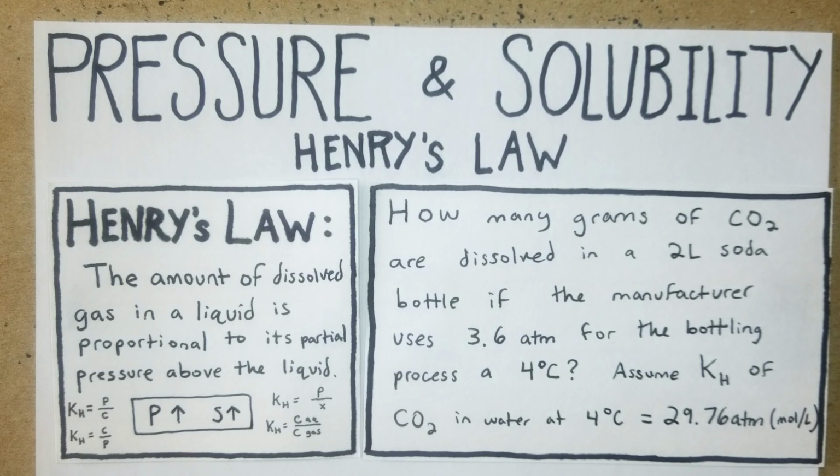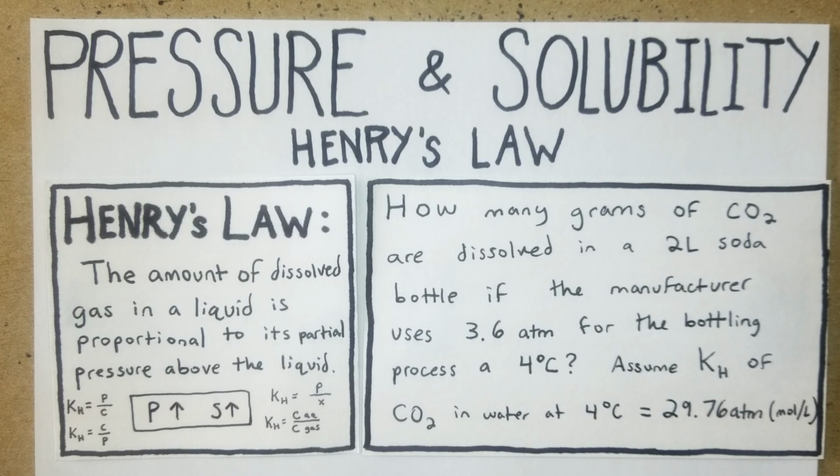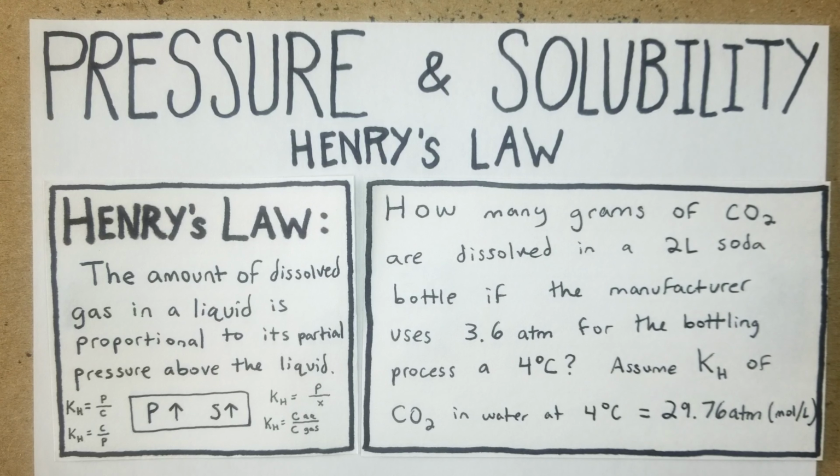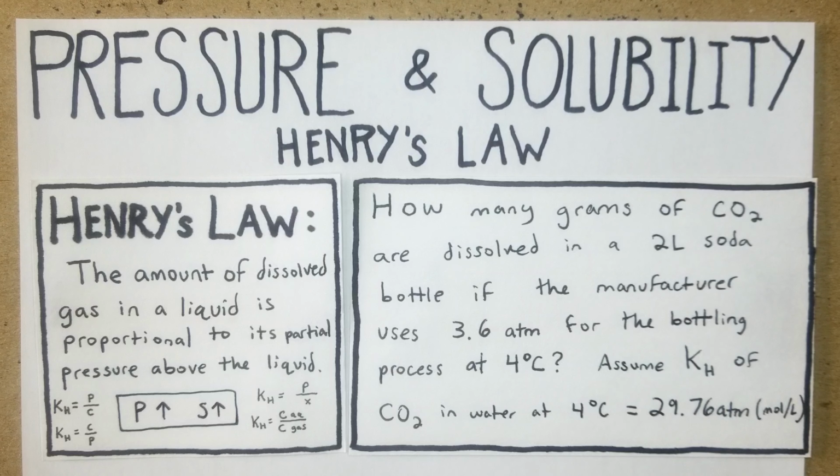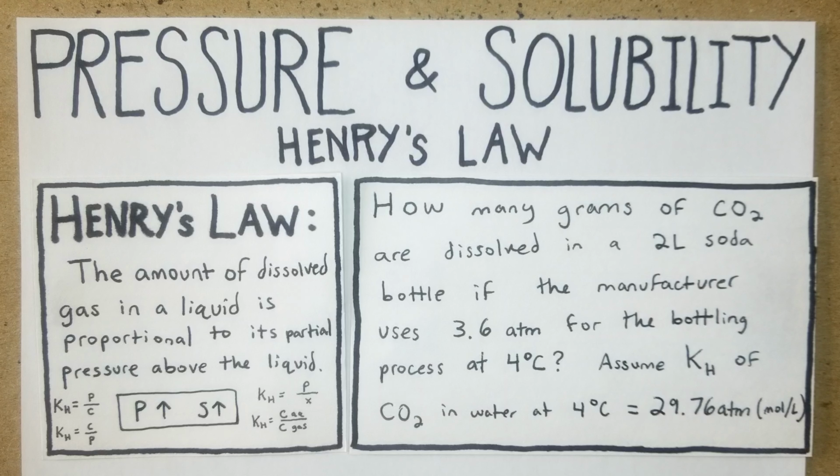Okay, cool. How many grams of CO2 are dissolved in a 2-liter soda bottle if the manufacturer uses 3.6 atm for the bottling process at 4 degrees Celsius? Assume the KH of CO2 in water at 4 degrees Celsius is 29.76 atm. So with that, that's going to be our first problem. Let's just jump in. Where do we start with something like that?